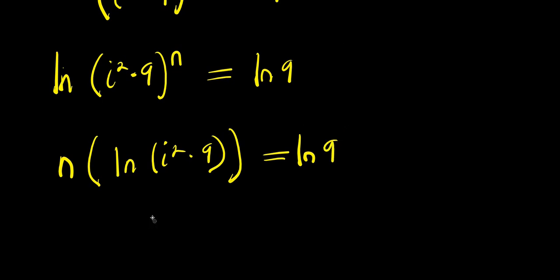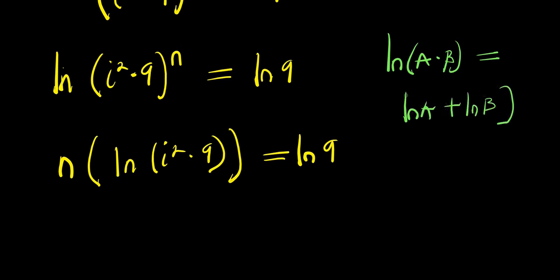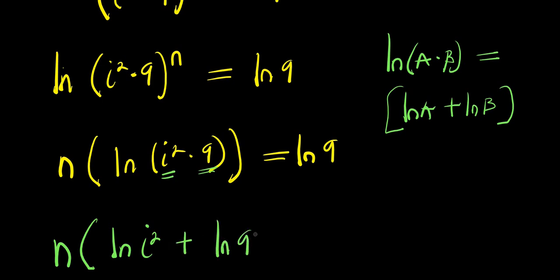Now, what we can do will be to consider this other identity. We have natural log a times b. This equals natural log a plus natural log b. So this is my a, this is my b. I'm going to have n times natural log i power 2, that is my a, plus natural log 9, that is my b, and this equals natural log 9.